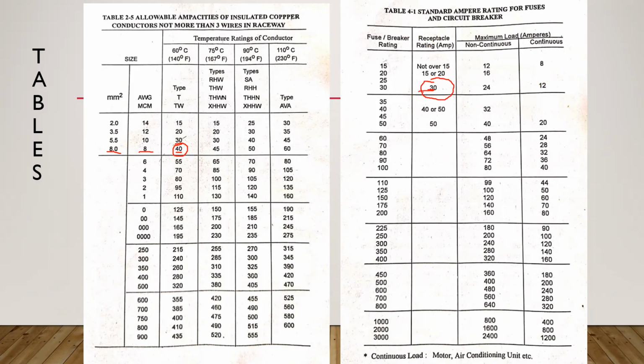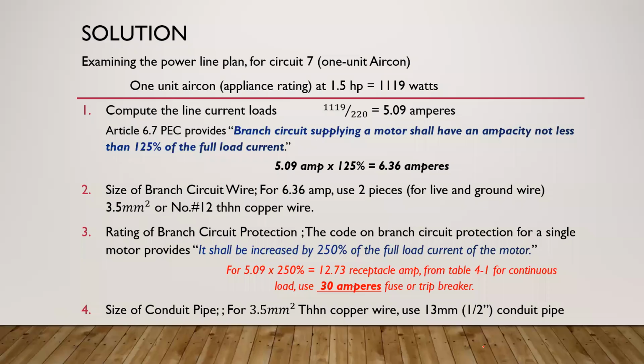Okay, so it falls here. It also falls here under continuous load. So it is 12 point something, 12.70 that we computed. So here it falls, and our fuse rating is 30 amperes. Thus, we will use a 30 amperes fuse or trip breaker for this circuit.